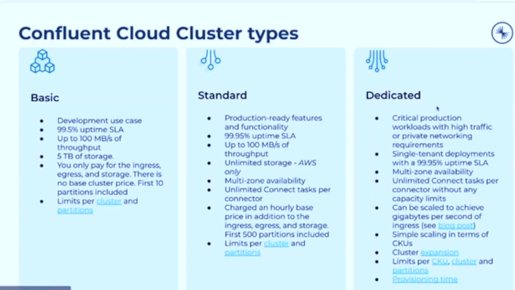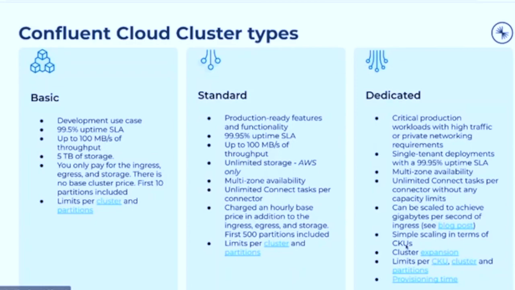If we are talking about dedicated clusters, dedicated clusters come in increments of Confluent Kafka units, so-called CKUs. So you start a dedicated cluster with one CKU, and that is associated with a certain kind of performance and throughput, let's say, profile. And if you require more resources, you can easily scale the dedicated cluster by simply increasing the number of CKUs associated with it.